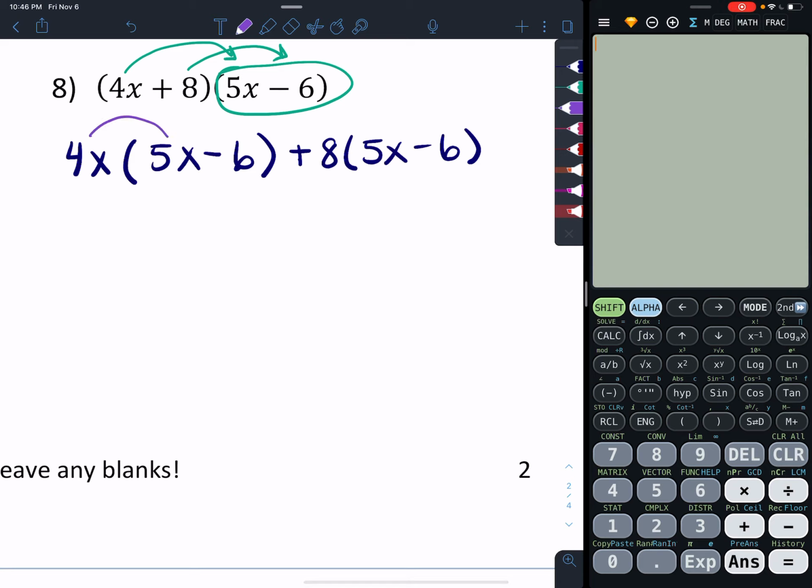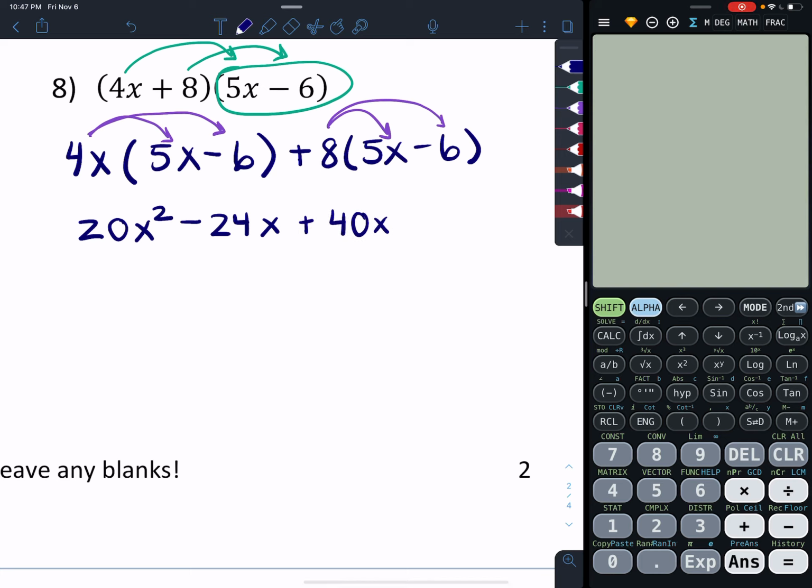So the first one is this 4x times 5x. That gives us 20x squared. And then 4x times negative 6. That gives us negative 24x. So make sure to put that x there. The next one, we have 8 times 5x, 8 times negative 6. So 8 times 5x, that gives us 40x. 8 times negative 6, that gives us negative 48.